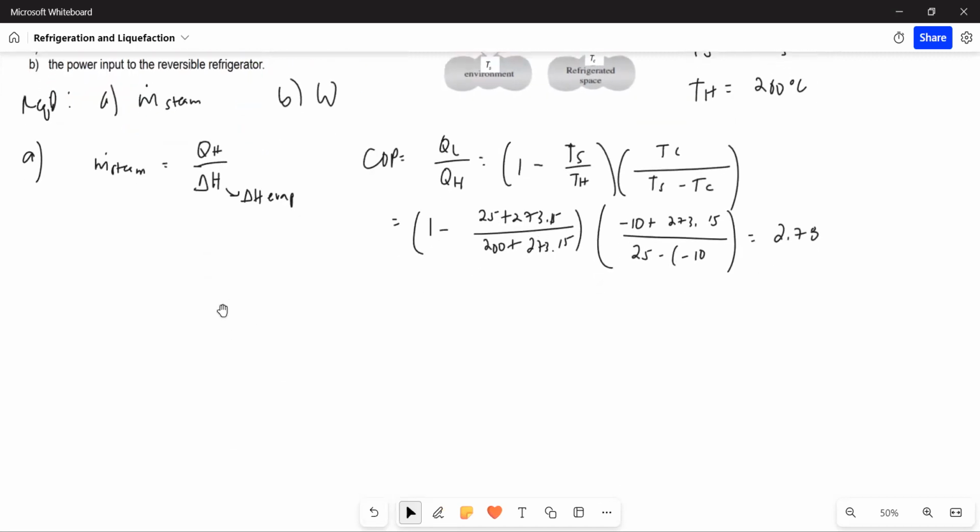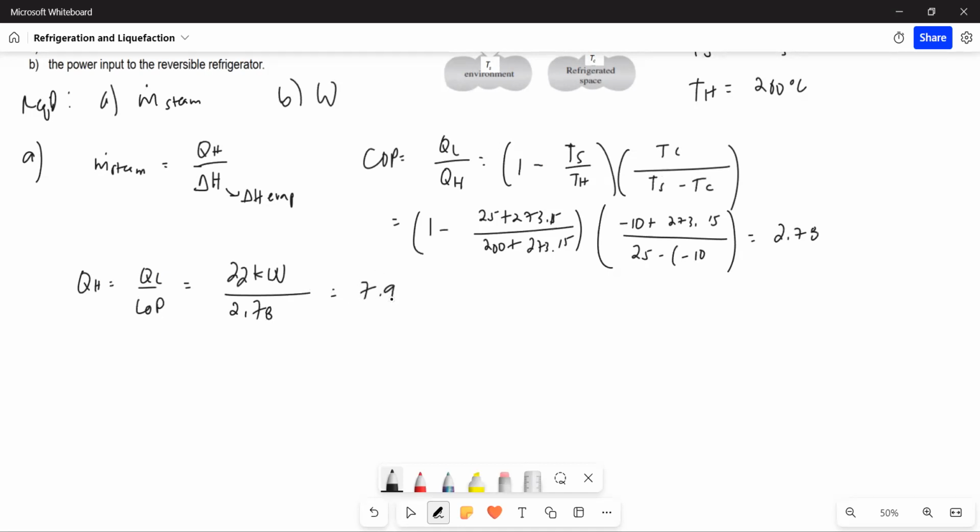With that, we can solve for QH. So QH is just QL over COP. And this is 22 kilowatts given divided by 2.78. That gives us 7.913 kilowatts.